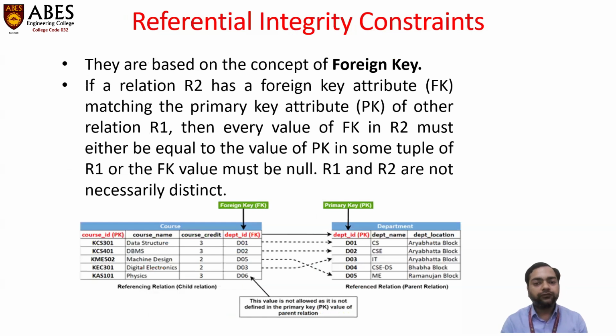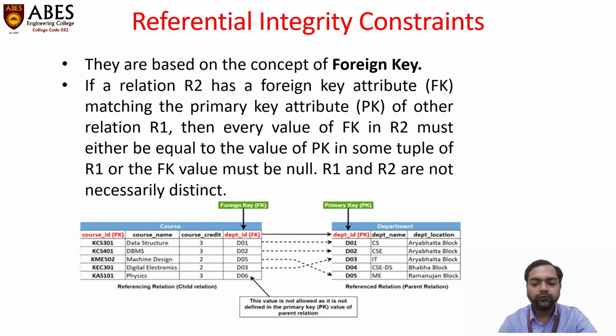Now, secondly, we have the referential integrity constraint, which is based on the concept of foreign key, right? What is a foreign key? Basically, if a relation R2 has a foreign key attribute matching the primary key attribute of another relation R1, then every value of the foreign key in R2 must either be equal to the value of the primary key in some tuple of R1, or the foreign key value must be null. What does it mean?